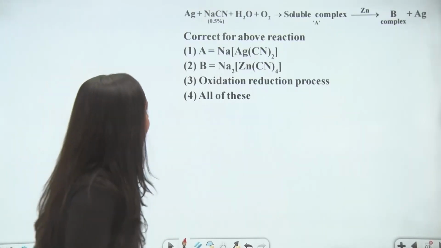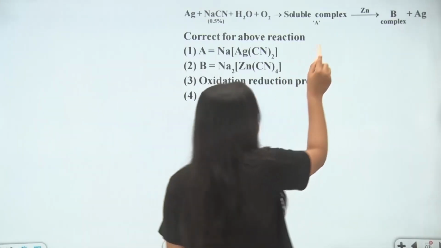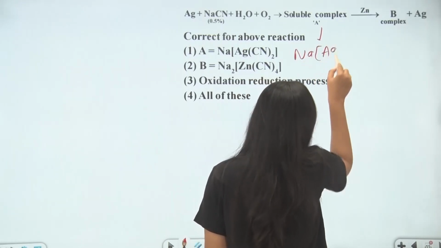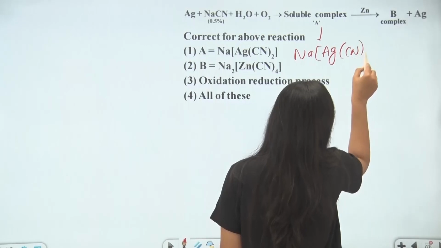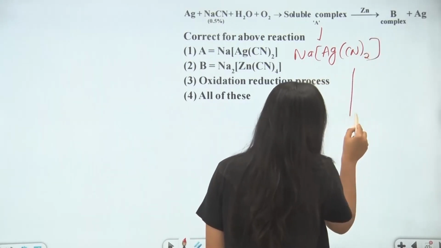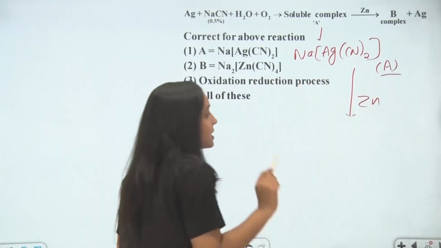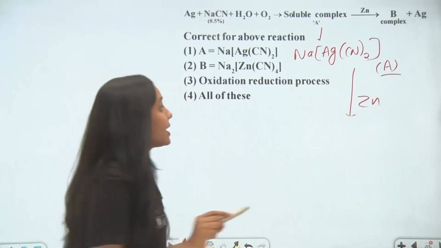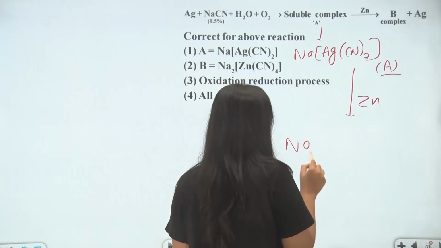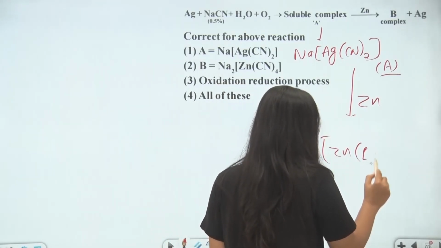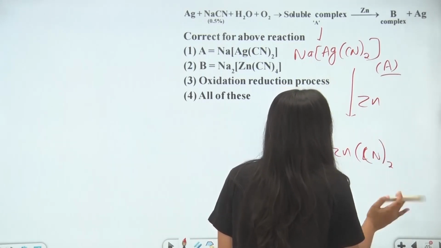So now student, when Ag reacts with NaCN, then a soluble complex is formed and this soluble complex is Na[Ag(CN)2]. And when the soluble complex A reacts with zinc, then basically what happens, this zinc replaces the silver. This zinc replaces the silver and the second complex is formed. And this complex B is formed.